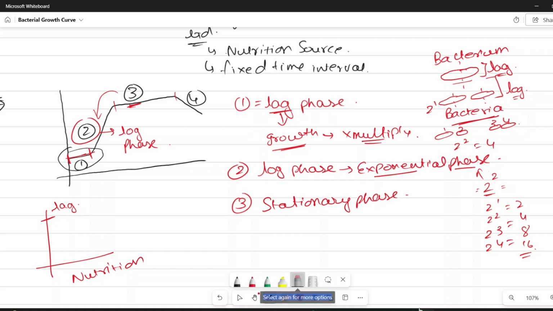We should use nutrition from here, and we should use time. And here we mention nutrition concentration. So the concentration of the nutrition is at its peak during the lag phase, and as the lag phase ends and the log phase initiates, at that time the concentration of the nutrition slowly starts to deplete.